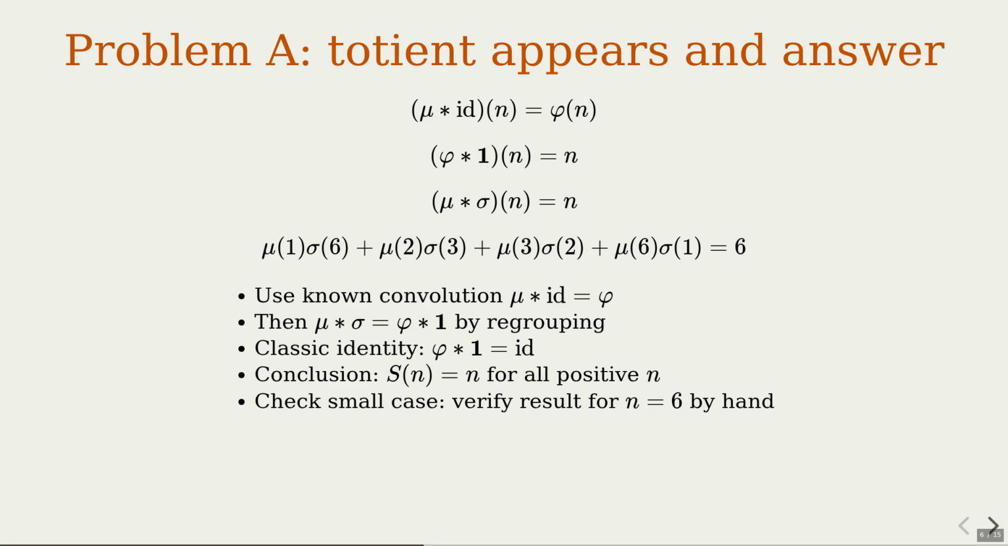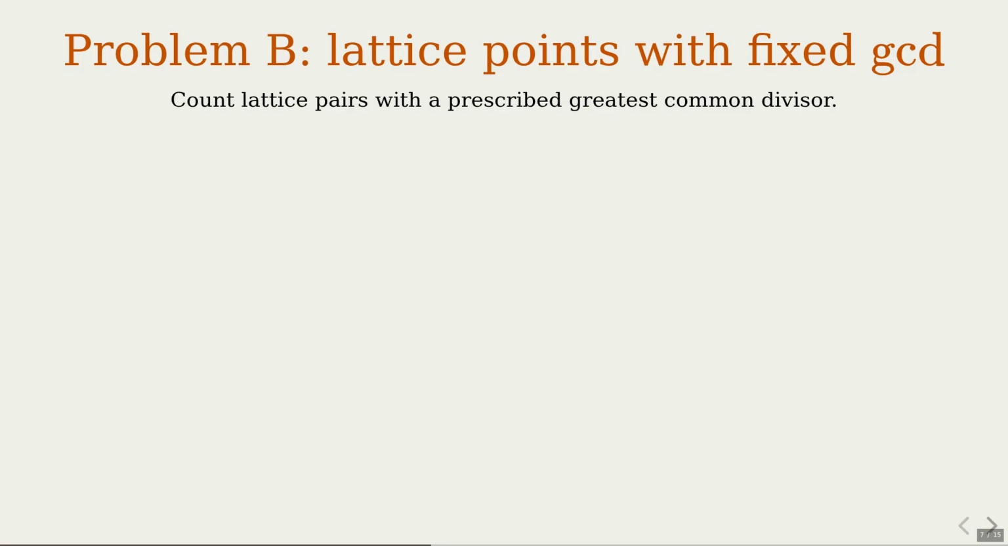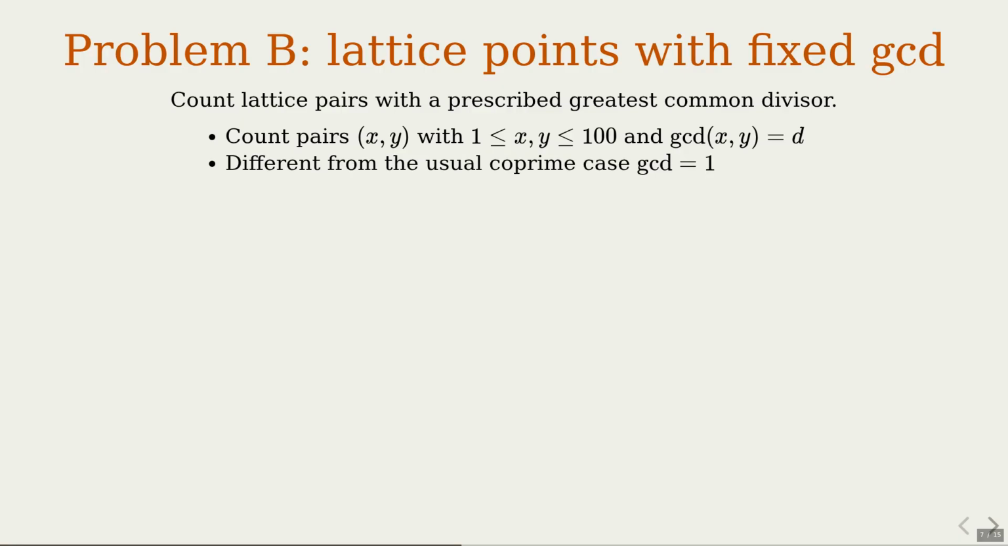Now we move to a geometry-flavored counting problem on the integer lattice. This sounds like one of those grid problems where greatest common divisor secretly controls visibility. The problem asks for the number of integer pairs in a 100 by 100 grid whose greatest common divisor is exactly some fixed value d. Usually I have seen the case where greatest common divisor equals 1, so here we are generalizing that question. For a concrete check later, we can keep in mind the special case where the greatest common divisor is 6.